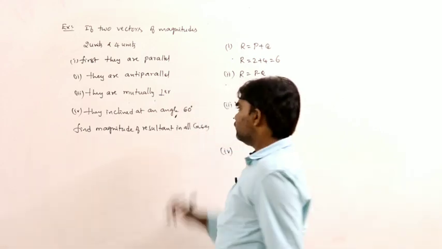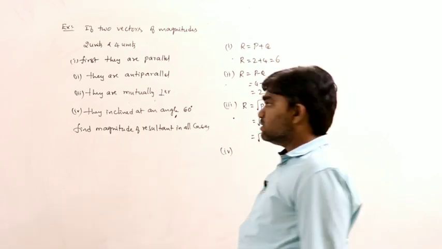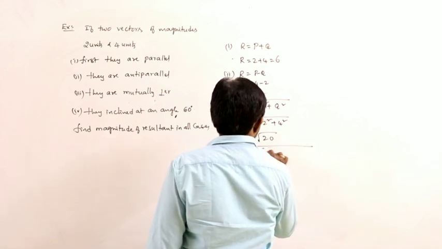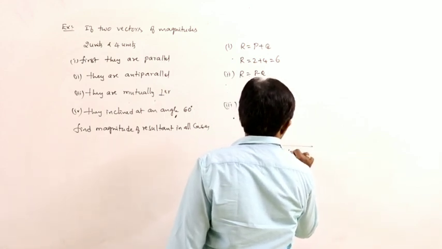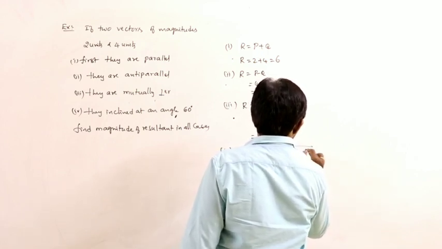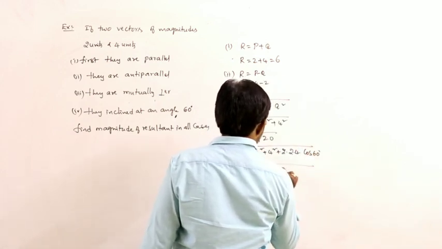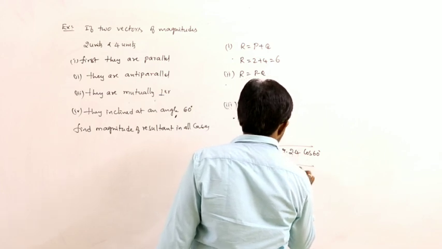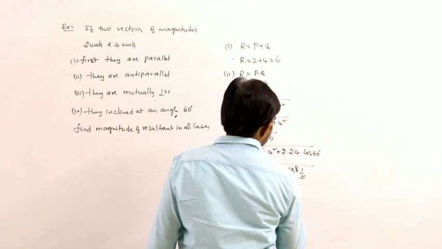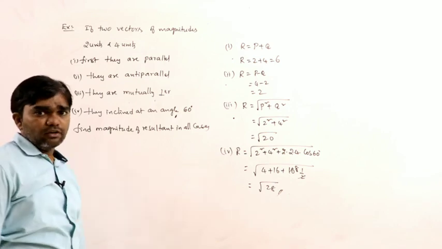Fourth condition, if the two vectors are inclined at an angle of 60 degrees, then R is equal to the square root of 2 square plus 4 square plus 2 into 2 into 4 into cos 60. That is 4 plus 16 plus 16 into 1 by 2, which is 28, so root of 28. This is the way to do problems based on the parallelogram law of vector addition.